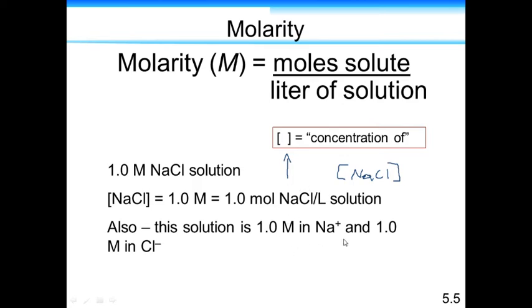The reason why you have 1 of each ion, it's like saying, okay, I have a mole of bicycles. How many tires, how many front tires do I have? Well, I'd have 1 mole of front tires. How many rear tires would I have? I would have 1 mole of rear tires. So if sodium is our front tire and chlorine is our rear tire, we'd have 1 mole of each as well.